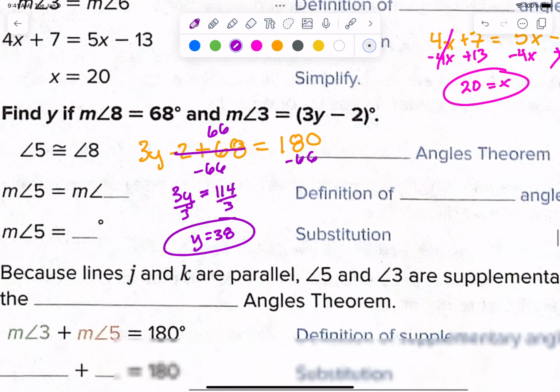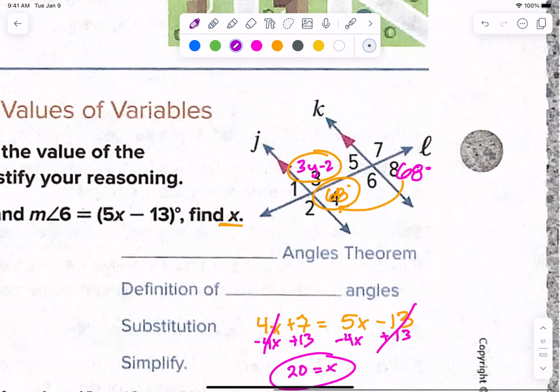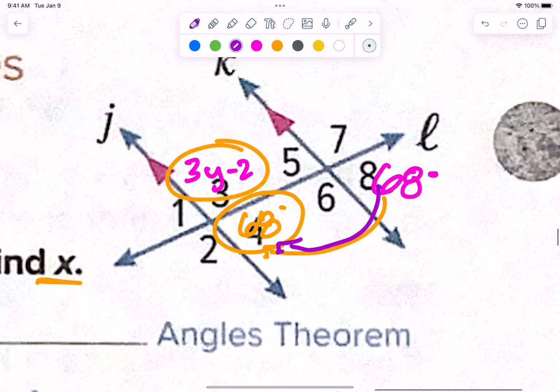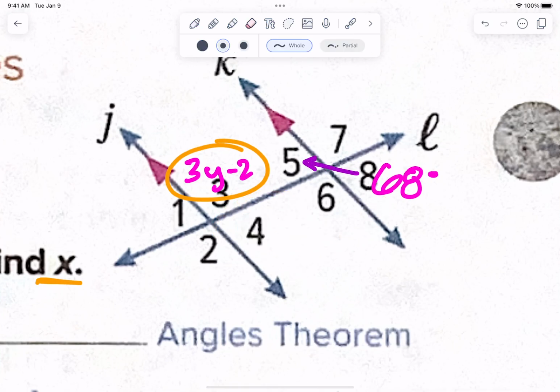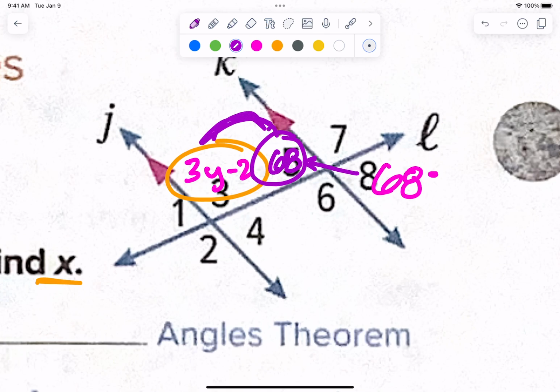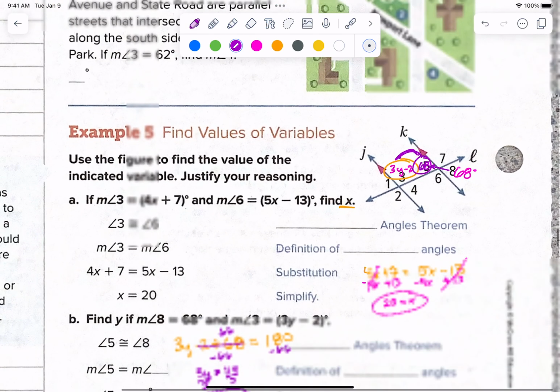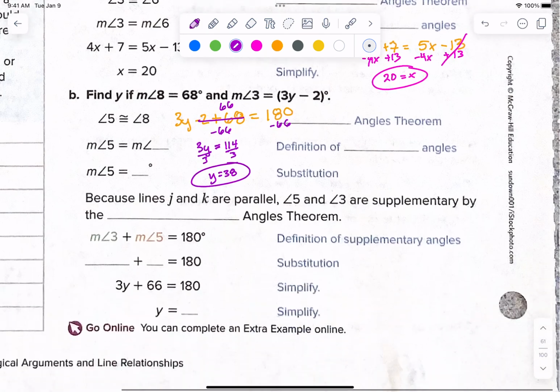There you go. Now they did not go from 8 to 4. They went from 8 to 5. They said instead, let's ignore the 4, let's not go 8 to 4. Let's go 8 to 5 and say that 5 is 68 degrees. Now are these two still supplementary? Yeah. So you can bounce all the way around however you want to.